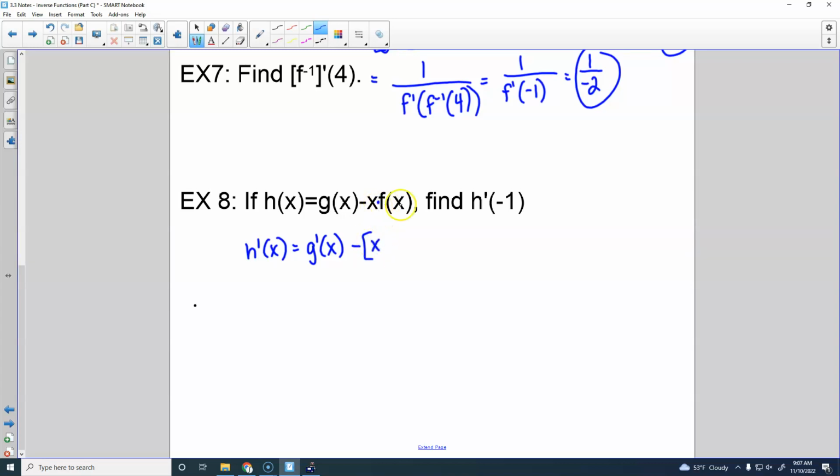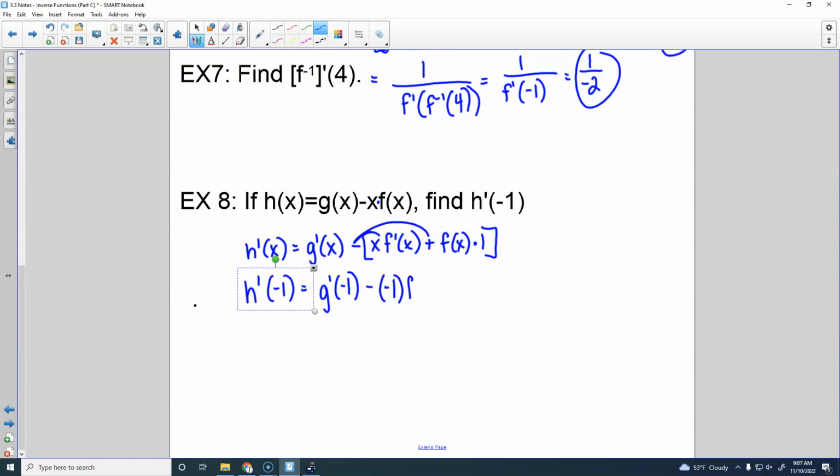You got x times the derivative of f, which will be f prime of x, plus f times the derivative of x, which is just 1 there. So if you're finding h prime of negative 1, it is going to be g prime of negative 1 minus, I'm going to distribute that negative here, so minus negative 1 f prime of negative 1 minus f of negative 1. This one turned to a negative because I distributed that negative there.